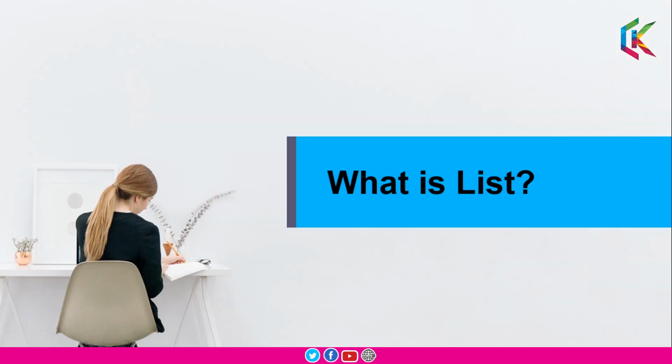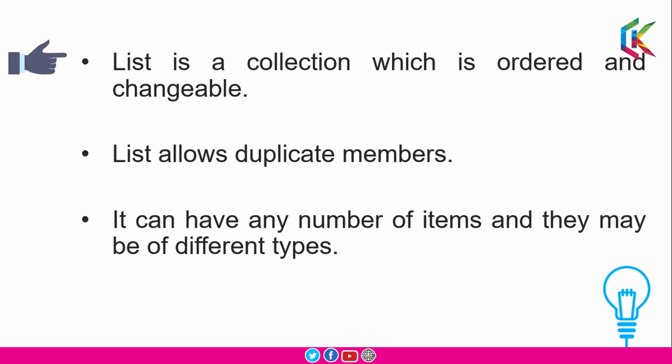So what is list? List is a collection which is ordered and changeable, or we can say list is mutable. List also allows duplicate members and it can have any number of items and they may be of different types. Means we can assign integer, float and string in the list.